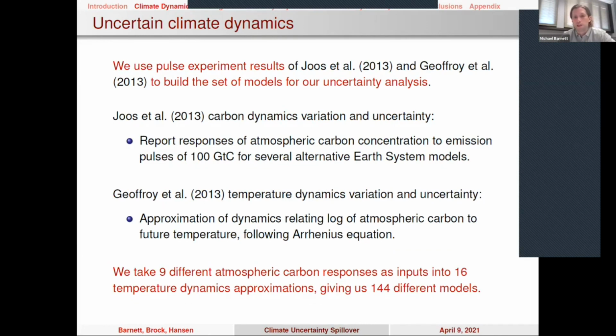On the carbon side, that's done through responses of atmospheric carbon concentration to emissions pulses going through different Earth system models. And on the temperature side, that's being done using approximations of the dynamics relating the log of atmospheric carbon to future temperatures, which builds on some of this really nice work by Arrhenius that's helped us understand climate change for quite some time. What this is going to do is give us essentially 9 different atmospheric carbon responses, as well as 16 different temperature dynamic approximations. And so within that, we have this combination of about 144 climate models that we can look at to think about uncertainty.